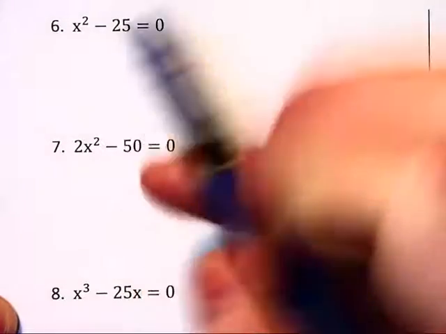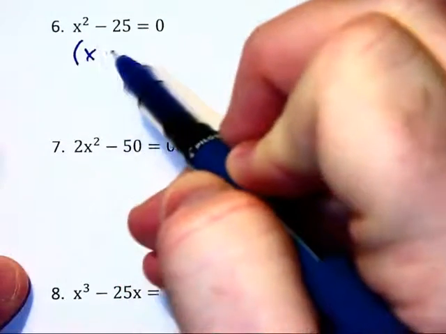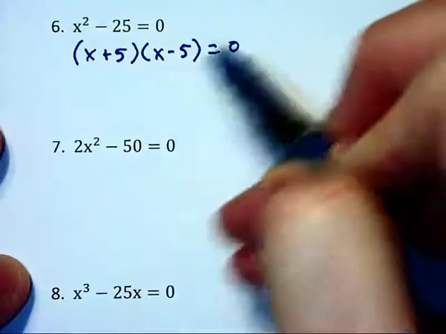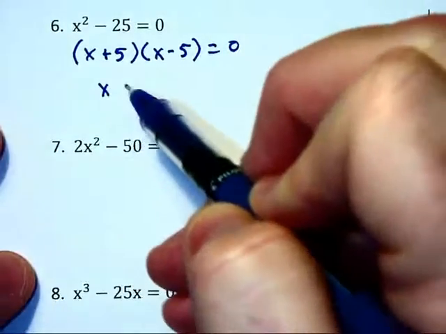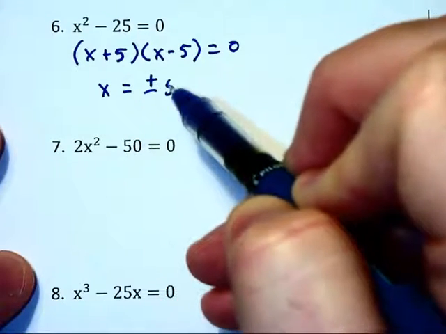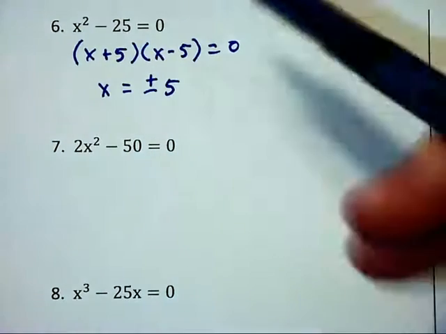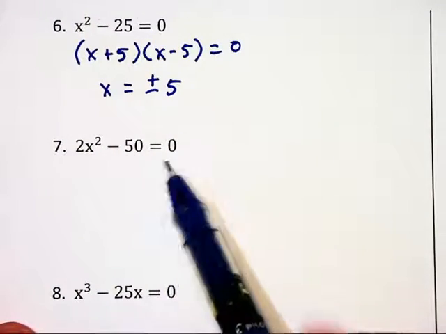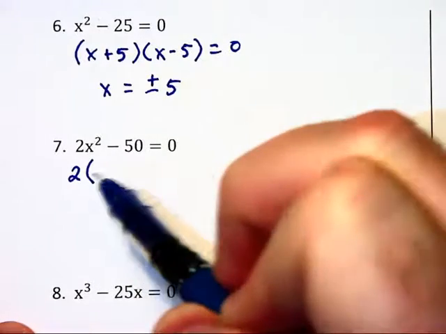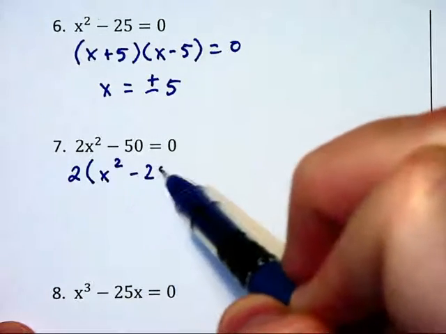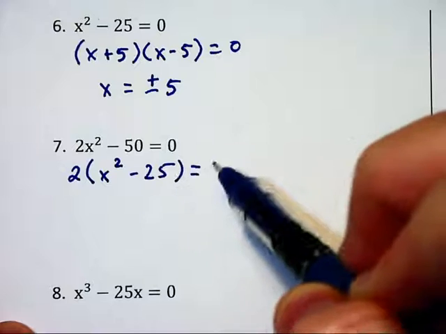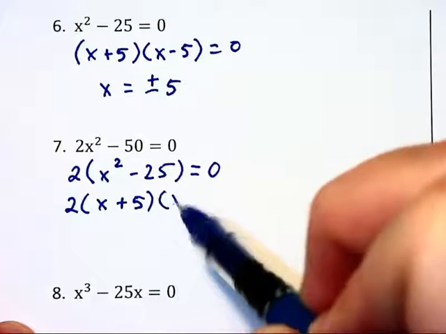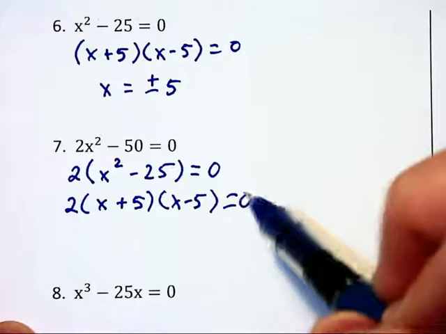These next few problems all kind of go together. We begin with the difference of two squares, so we have x plus 5 times x minus 5 is equal to 0, and x will equal both plus and minus 5, and we usually use the plus or minus symbol. Now if I take that original problem and multiply through by 2, I get this next problem here. So I'm going to factor out a 2, have x squared minus 25 left over equals 0, and this will factor further into 2 times x plus 5 times x minus 5 is equal to 0.